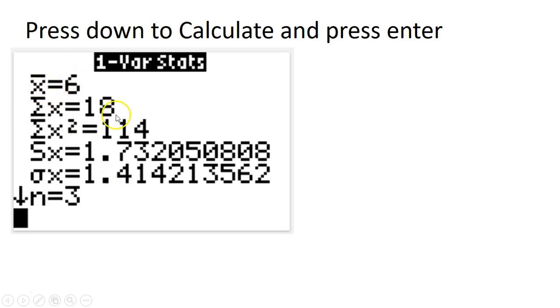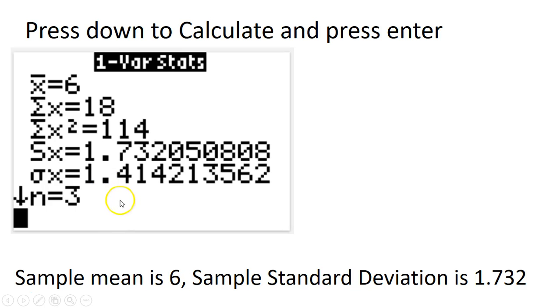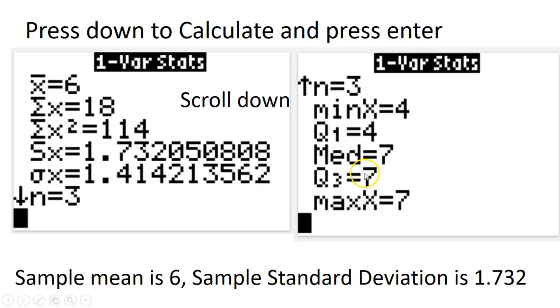Look, it's telling me the sum of the x. That was in the formula for standard deviation. Look, there's the sum of x squared. That's also in the formula for standard deviation. All right, and this is what we're looking at right now. Sample mean is 6. Sample standard deviation is this right here because it's a sample. We'll get to what that is in a minute, hopefully, but that is the sample standard deviation.